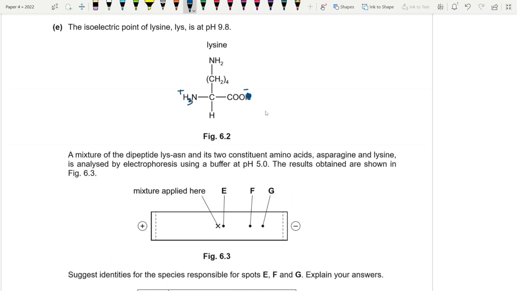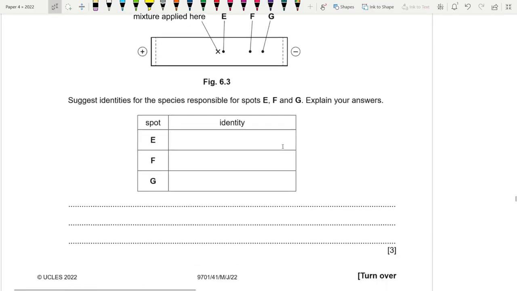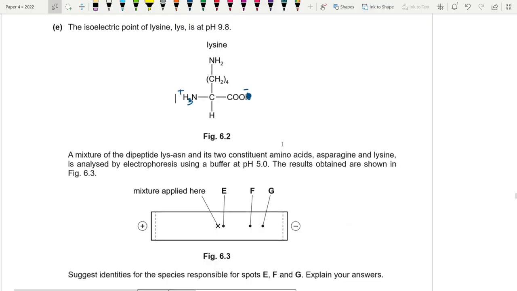Okay. So a mixture of the dipeptide, lys-asn, and asparagine, yeah, is analyzed by electrophoresis using a buffer of pH 5. The results obtained are shown here. Awesome. So guys, in this mixture we see 3 dots. So basically what happens is one is lys-asparagine, one is asparagine, and one is lysine, because the buffer actually causes hydrolysis of the bond, but not all of it is hydrolyzed. So we see all 3, and clearly all of them are moving towards the cathode. That means they are positively charged.